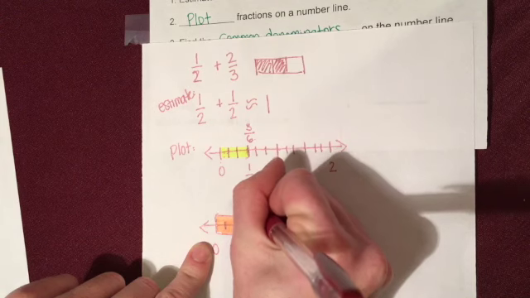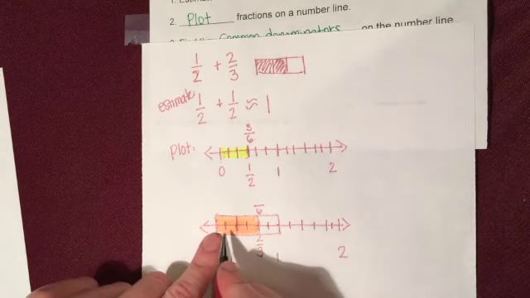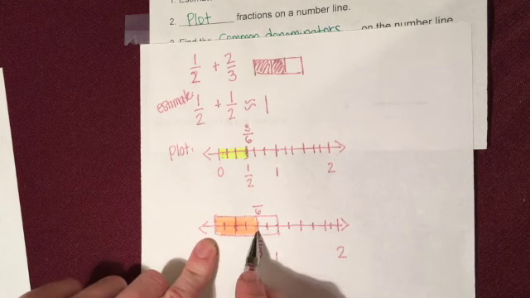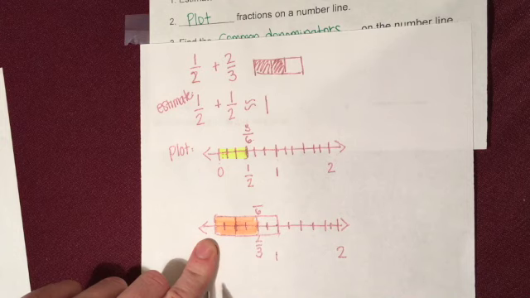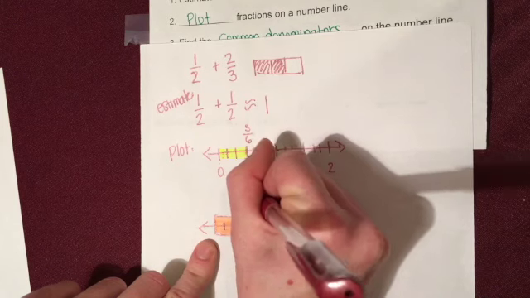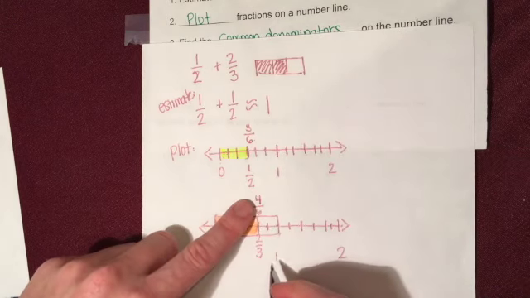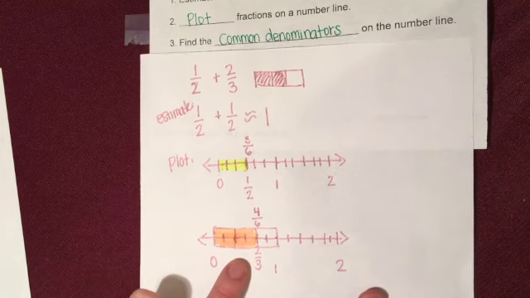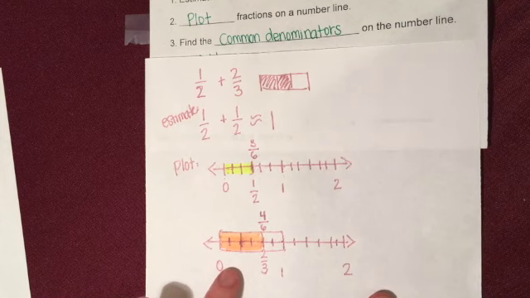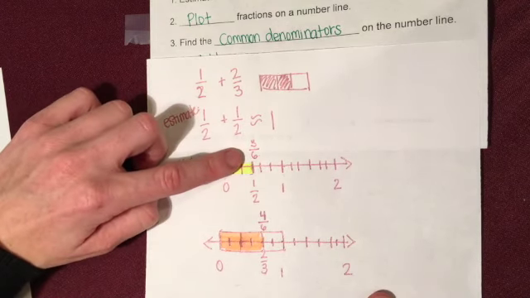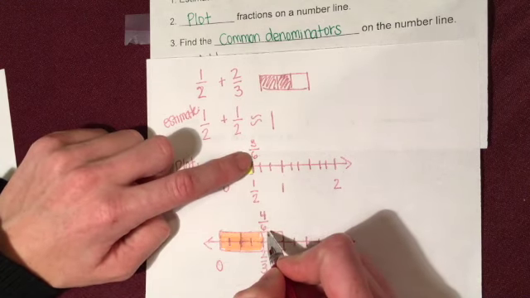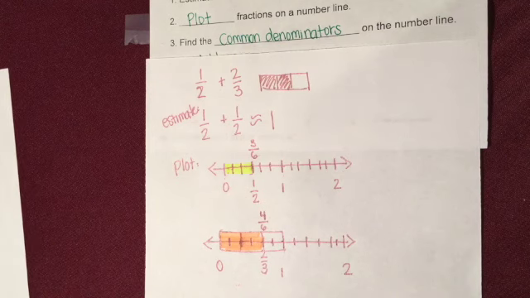So our denominator is 6, and our numerator is how many parts do we have shaded in, or up until what part on our number line is shaded. So 1 part, 2 parts, 3 parts, 4 parts. So 4/6 is equivalent to 2/3. Okay? So our common denominator for both of our number lines is a 6. So we have 6 as our common denominator.